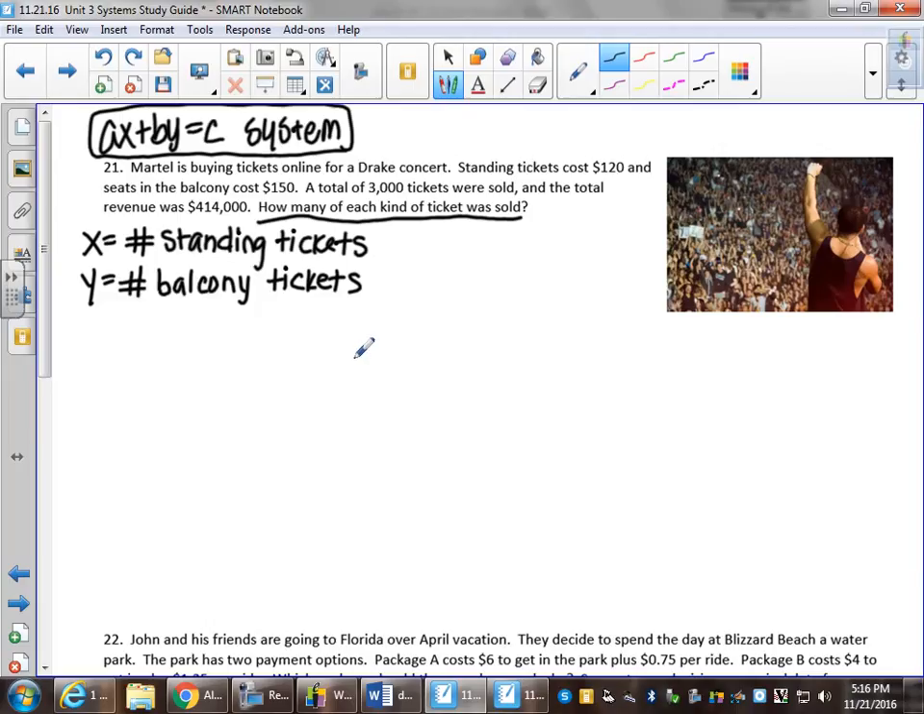Now that we have our variables defined, we need to mentally group what goes together. The first thing that jumped out to me was discussion of price. So I know that I will have one that's about money. I'm going to make that one yellow. So I'm going to go read everything I can find out about money. Standing tickets cost $120, and seats in the balcony cost $150. Now I'm looking for total cost or total revenue, revenue was a total of $414,000. Everything in yellow becomes an equation. Standing tickets are $120. So that's $120 times X plus $150 times Y equals total revenue.